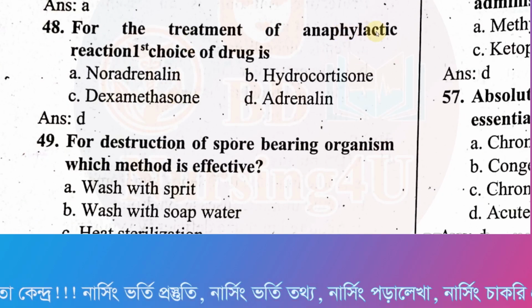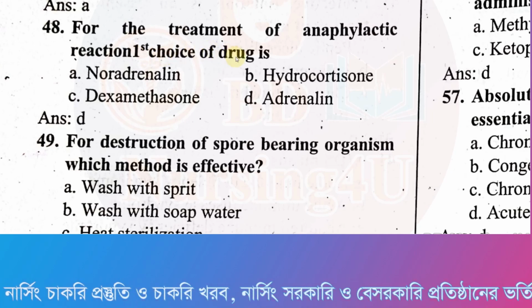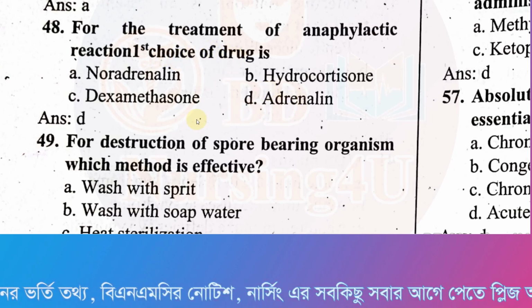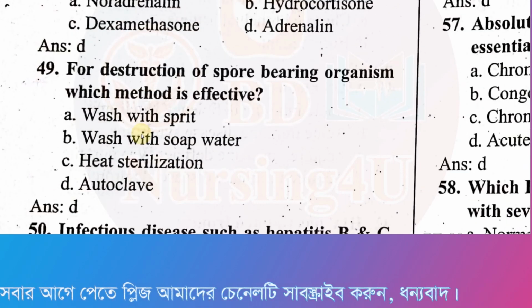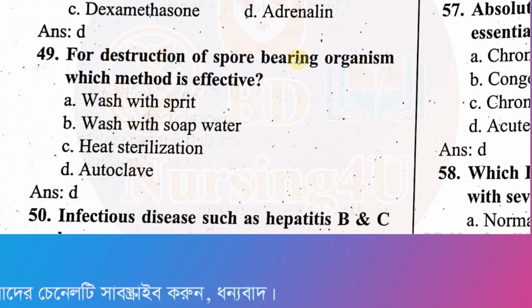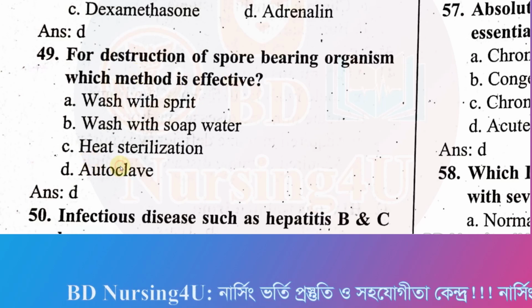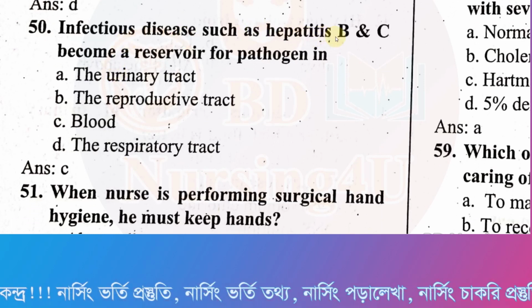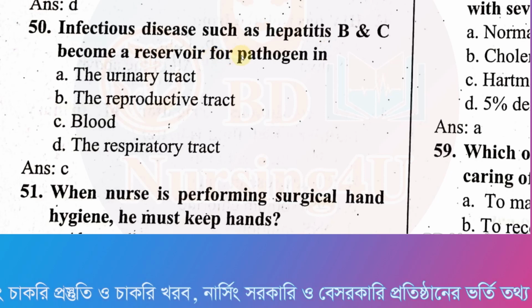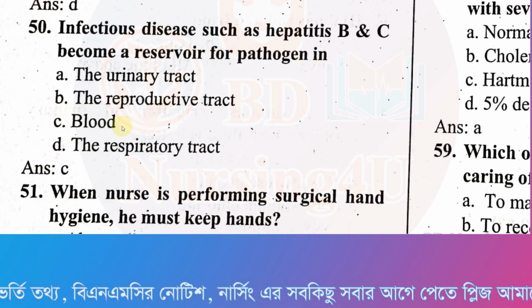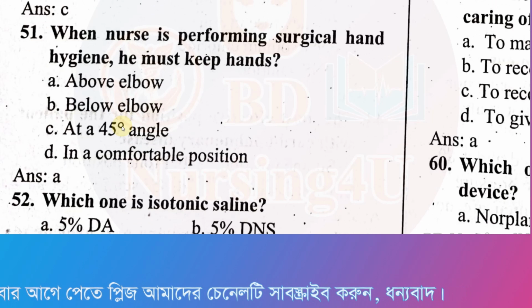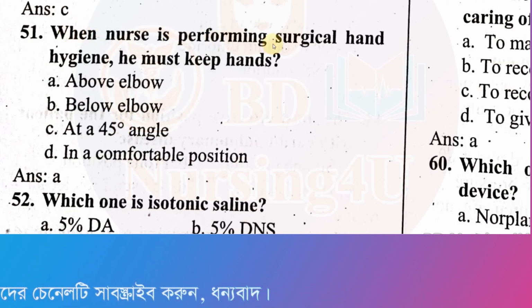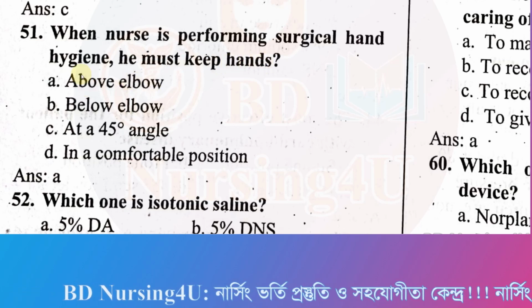For the treatment of anaphylactic reaction, first choice of drug is adrenaline. For destruction of spore-bearing organism, which method is effective? Autoclave. Infectious disease such as hepatitis B and C become a reservoir for pathogen in blood. When nurse is performing surgical hand hygiene, he must keep hands above elbow.